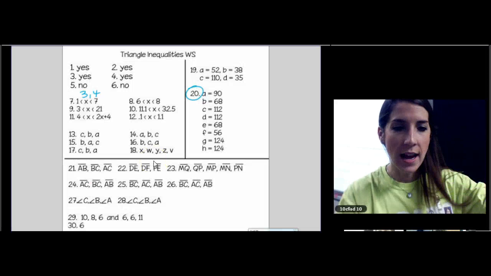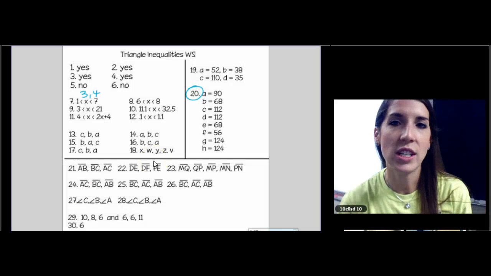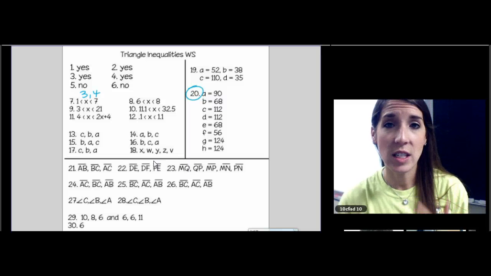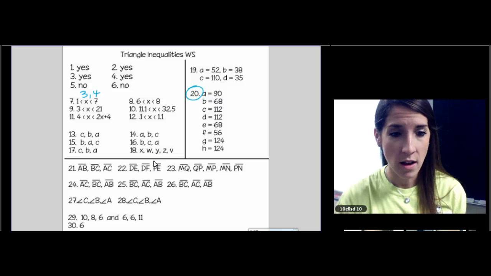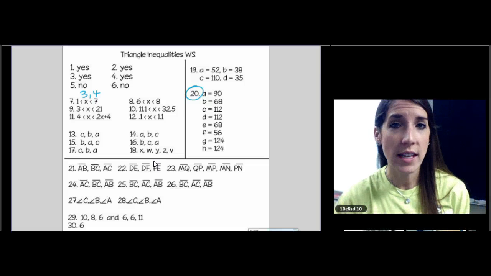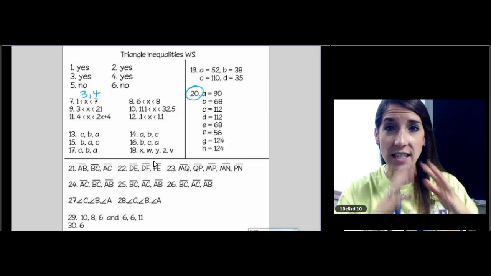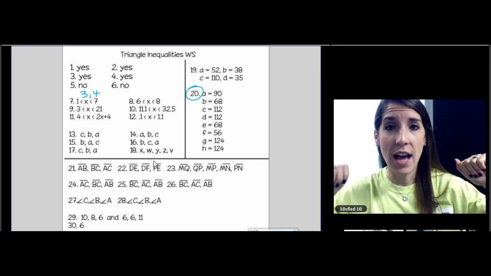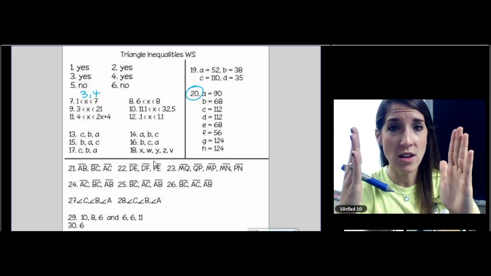So for the third side, the very largest the third side could be is 7. And the very smallest the third side could be is 1. So x, the third side, is smaller than 7 and greater than 1. That's why the answers are written as inequalities. It's a range of values. The third side could be between 1 and 7, non-inclusive.